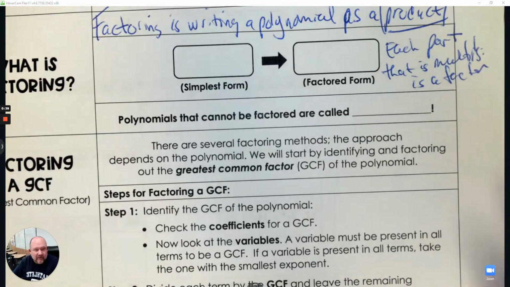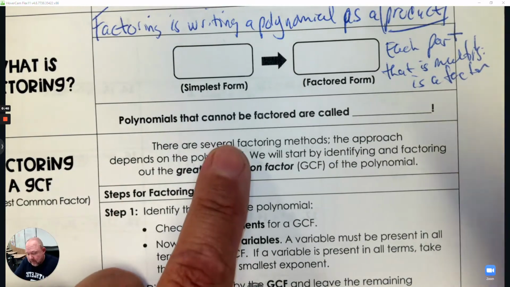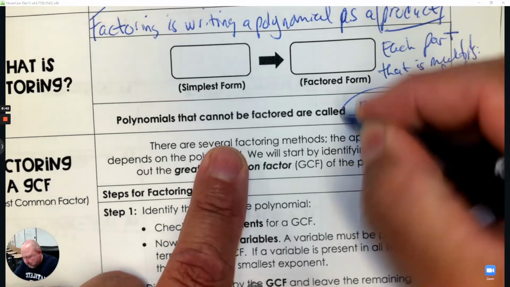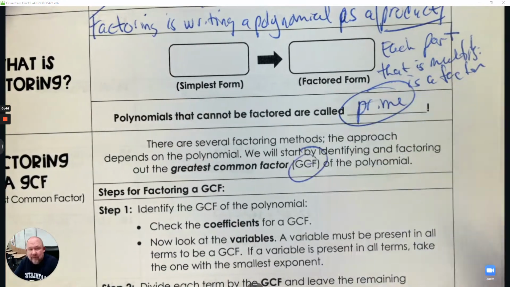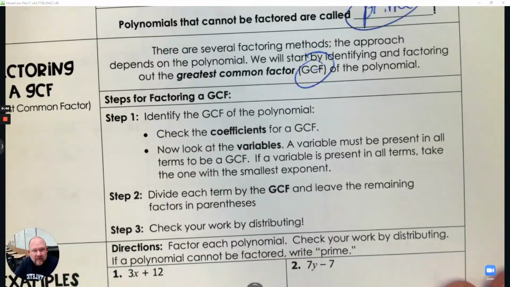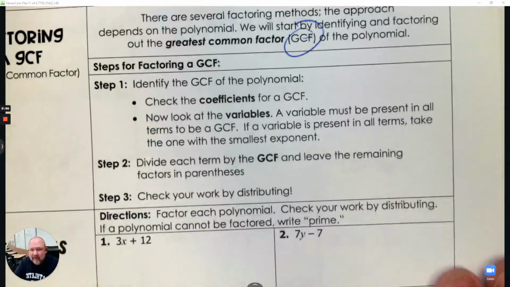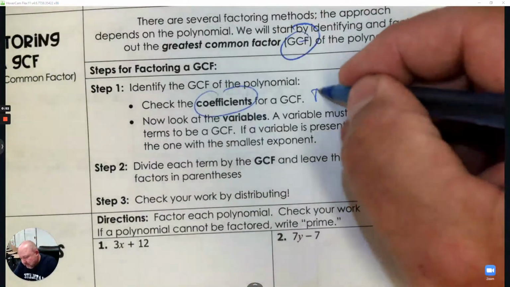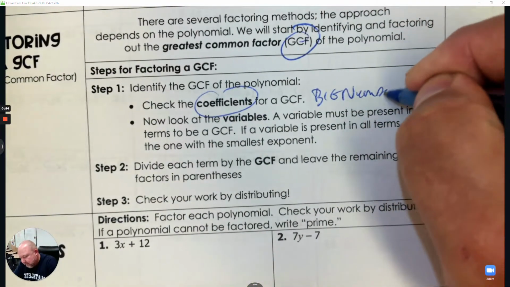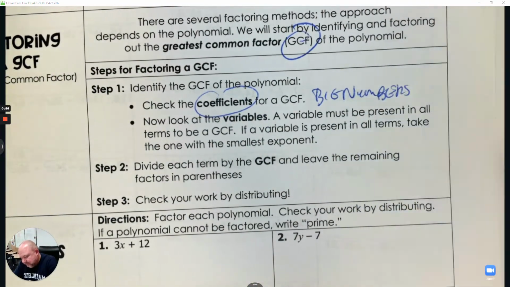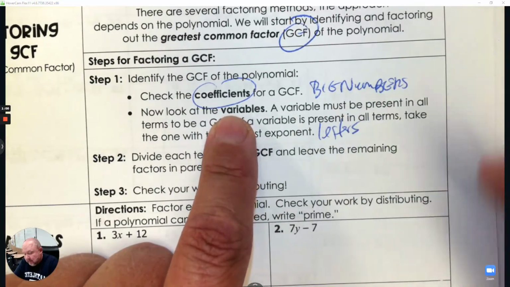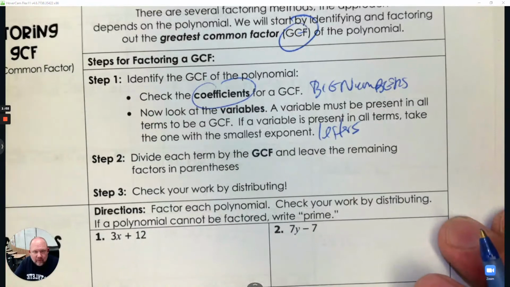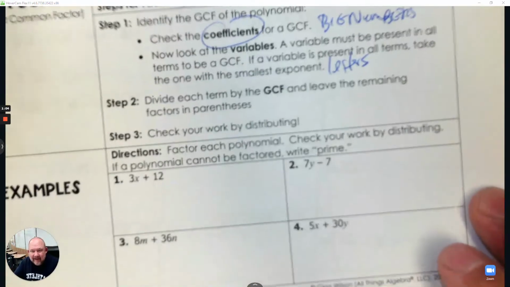Now, this lesson is going to look at polynomials that can't be factored. They're called prime when they can't be factored. So today we're going to look at what's called the greatest common factor, sometimes called GCF. When we look at that, we're looking at the coefficients, which are the big numbers in front, and we also look at the variables, which are the letters. We want to see what they have in common, what goes into both, and we're going to divide it out and see what's left.